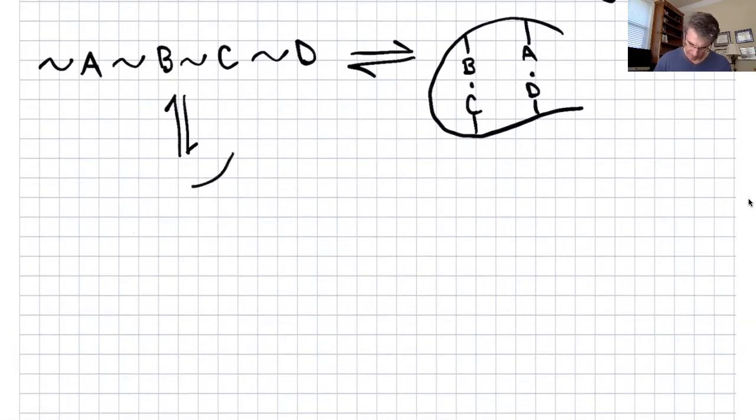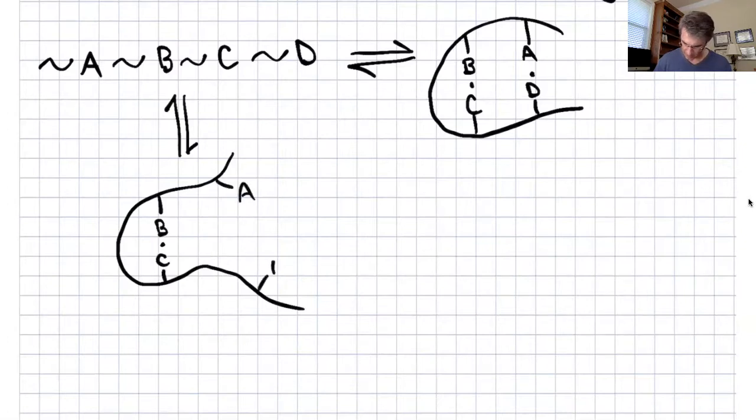Let's make that BC interaction first, right? And then A and D are hanging in the breeze here, right? And then maybe we make that AD hydrogen bond, the whole thing comes together, right? So we can write down some equilibrium constants here, because the way we've been discussing, we know how to do that.